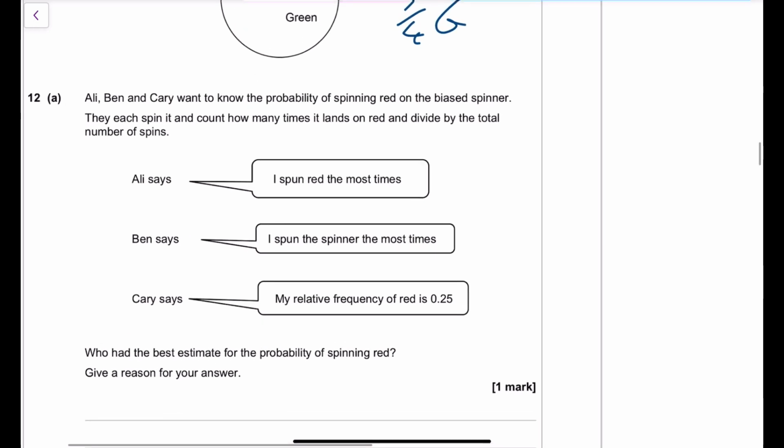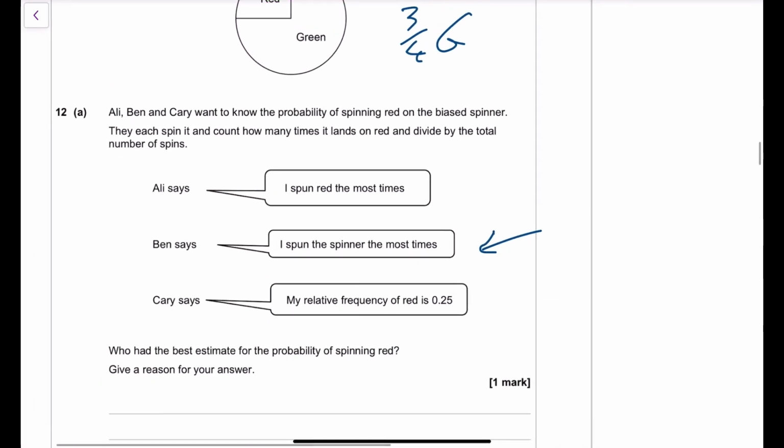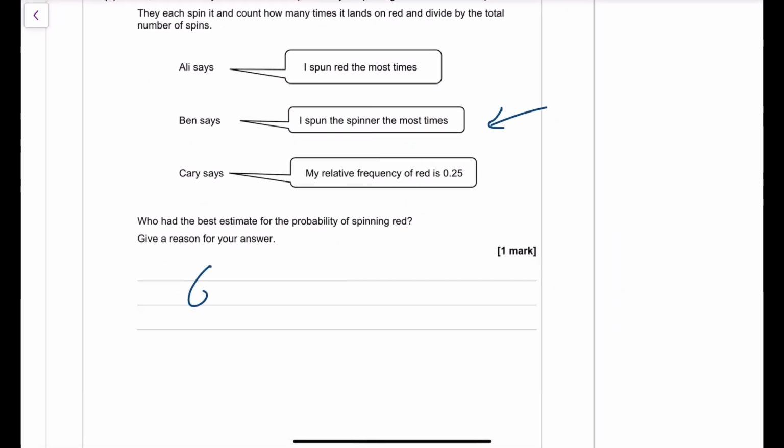Right. Who had the best estimate of spinning red? Tough one. I think it's actually going to be Ben, because he has spun the thing the most times, and that really is it. It's called relative frequency. If you perform a task the most times, for example, if you roll a dice 6 times, you maybe only get a 5. You maybe don't get a 5 at all. You maybe get a 5 twice, and so on. But if you roll a dice 60 times, it's going to be more accurate. If you roll it 600 times, the probability of getting a 5 is going to be more accurate. 6,000 times, more accurate again. If you rolled it 6 million times, roughly 1 million times, then you would expect to get a 5. The more times you perform it, the better.